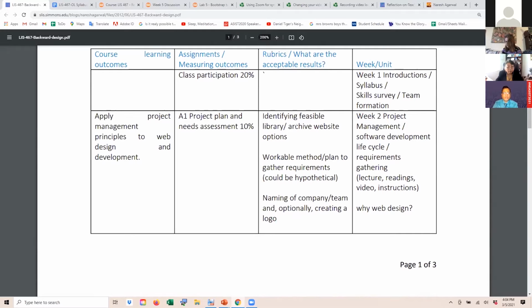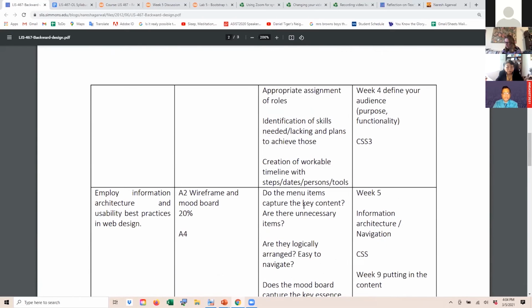So once the thinking of these was done, and it need not be major assignments, there could be other class activities as well, which could help towards achieving these learning outcomes. So thinking of what would be acceptable for each of these, that was the next thing to be planned.